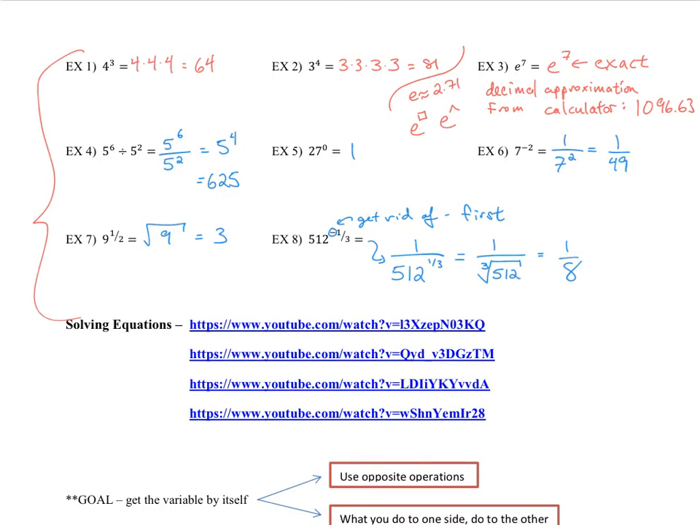With this next one, we have a base raised to the 0 power, which is 1. Pretty straightforward. With this next one and the last example here, we have negative exponents.